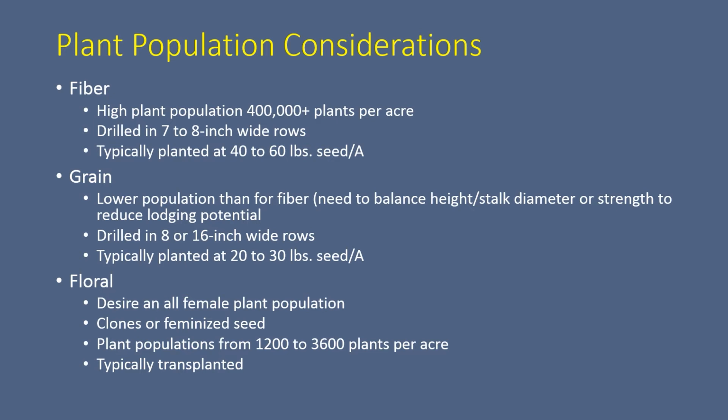So typically for this application, we're going to be using a grain drill and drilling the seed into 7 to 8 inch wide rows. Typically the planting rate for this, currently we're looking at about 40 to 60 pounds of seed per acre. Although as seed quality improves and our planting methods improve, that may come down, and we may switch this to looking at number of seeds per acre instead of pounds per acre. But right now, we think that a 40 to 60 pound per acre seed rate is reasonable.